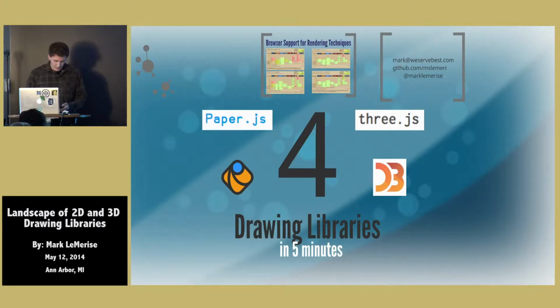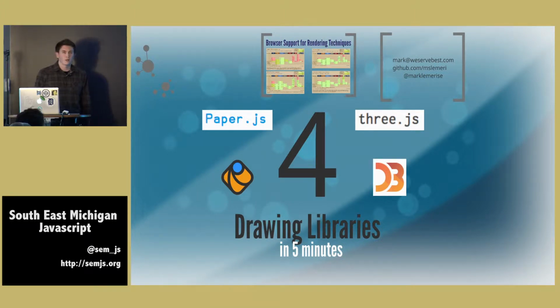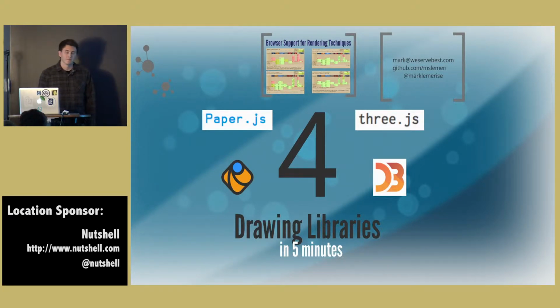All right, so I'm going to talk about 4 drawing libraries in 5 minutes. Drawing libraries are an extremely vast subject, much like promises and everything else, but I'm going to focus on these 4 drawing libraries: paper.js, three.js, Raphael.js, and D3, which stands for data-driven documents. I picked these because I think they have the most relevance.